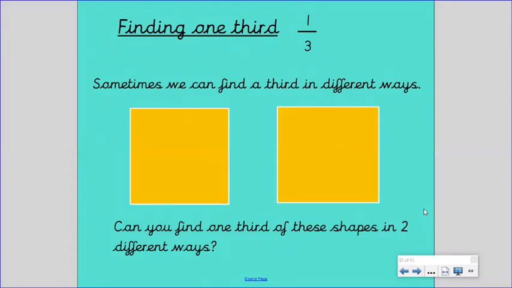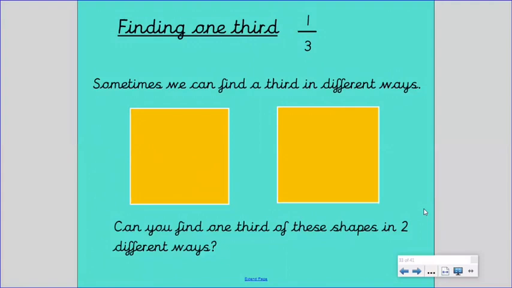Now, like with a half and with a quarter, sometimes we can find a third in different ways. So here are 2 squares, and I'd like you to find 1/3 of these shapes in 2 different ways. So you're going to need to cut these shapes into 3 equal parts in 2 different ways. So pause the screen here.